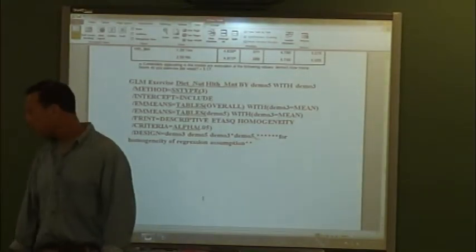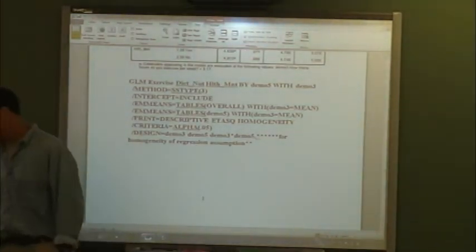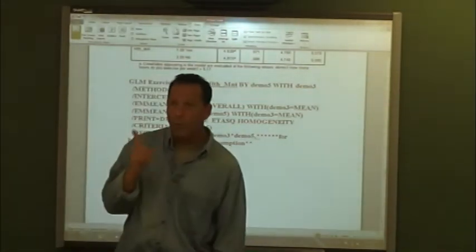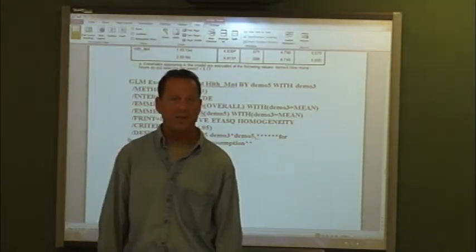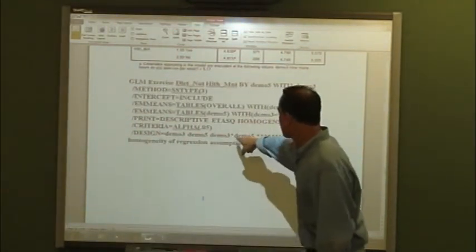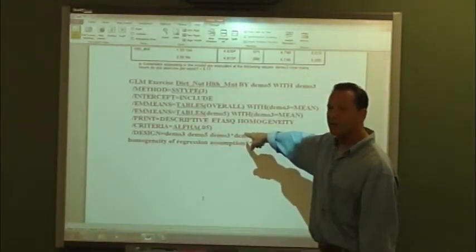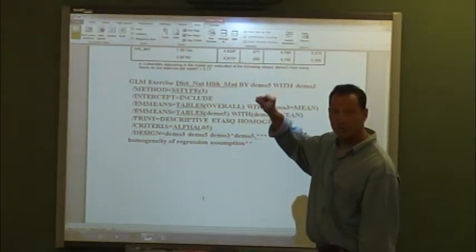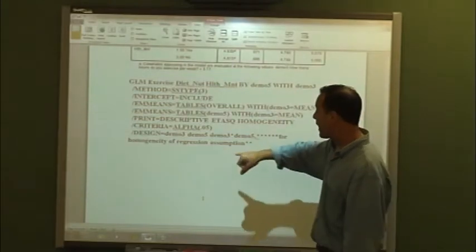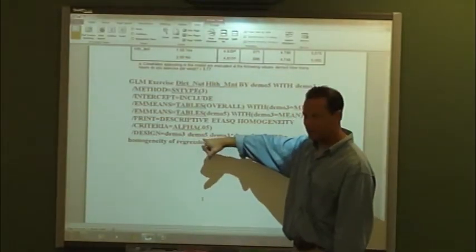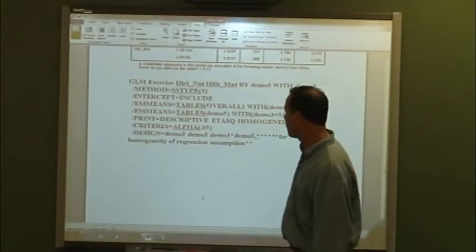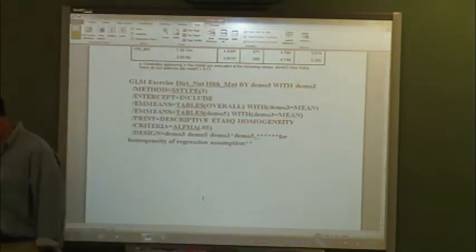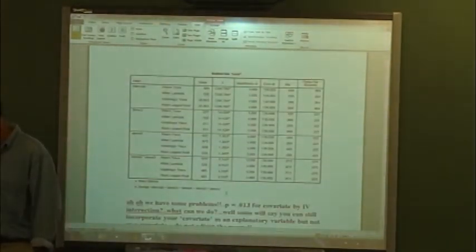Now, a couple of points, everybody. How do you test the homogeneity of regression assumption? With one covariate, it's really easy. You just create a product term under the design syntax, or as I showed you earlier, if you go into the model option in SPSS, put in the main effects and the interaction. Don't forget the main effects. Main effects and interaction. You just run this once, everybody.